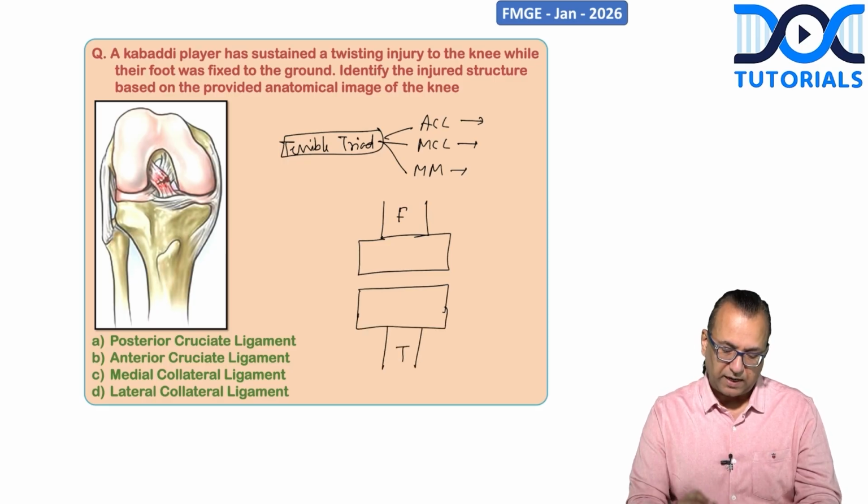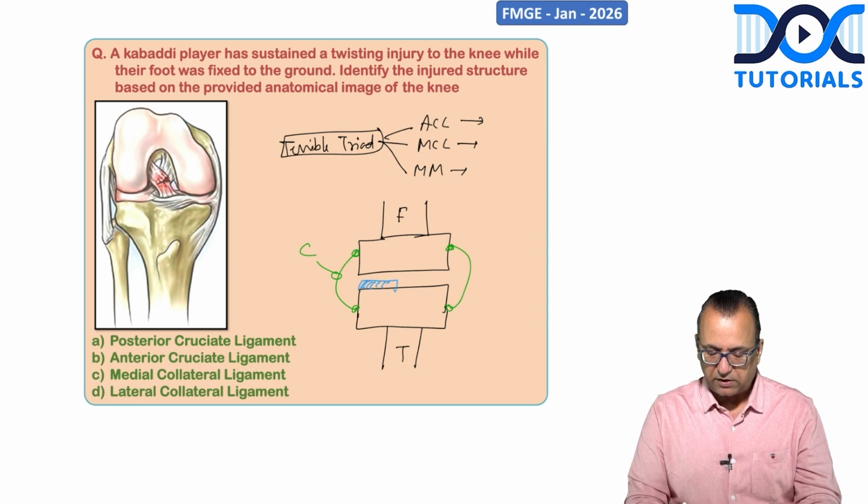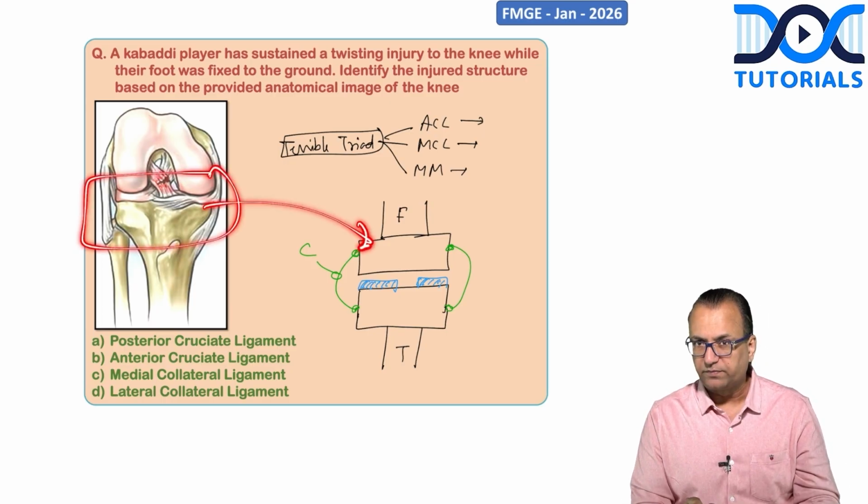It's a synovial joint, so capsule will connect the bones. Capsule will connect the bone. This is C for capsule. Between the bones, you'll find there is one meniscus on the lateral side, one meniscus on the medial side. This is looking at the right knee joint from the front view.